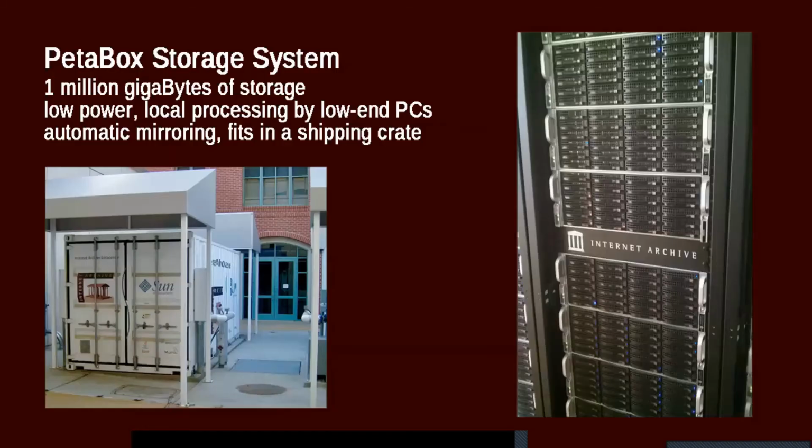Okay, so here's the Petabox storage system. They were archiving so much stuff that they decided to design their own storage systems. On the right, you can see these racks of hard drives, and the cabinets that they've built. They've organized them so that they are low power, and they used low-end PCs to do it with, and automatic mirroring. And you can see that they've designed the racks so they'll fit in shipping crates.